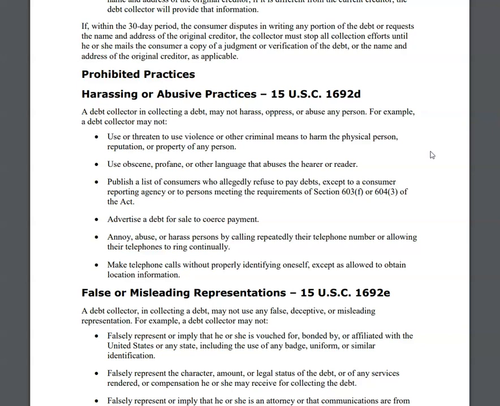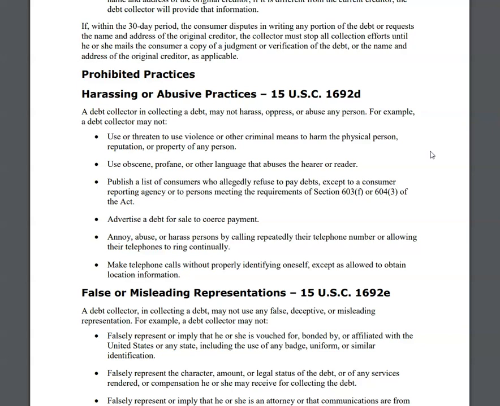Advertise a debt for sale to coerce payment. We're thinking about that. Advertise a debt for sale to coerce payment. That's, I don't know about that.